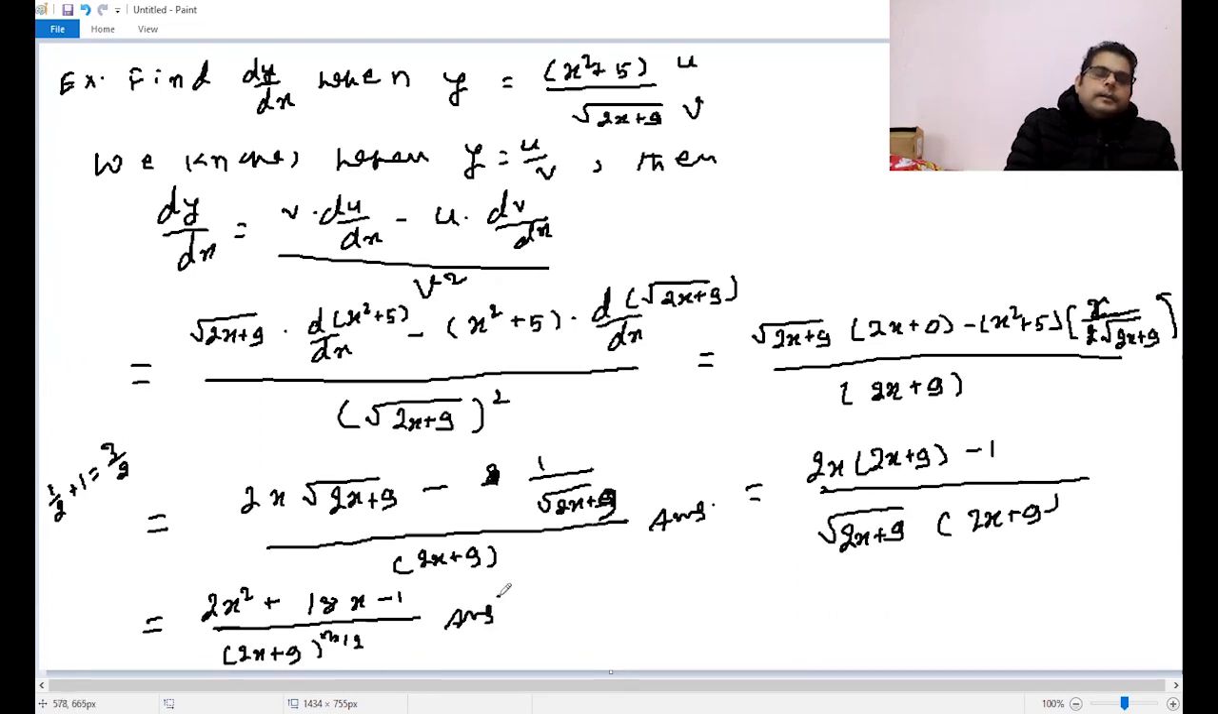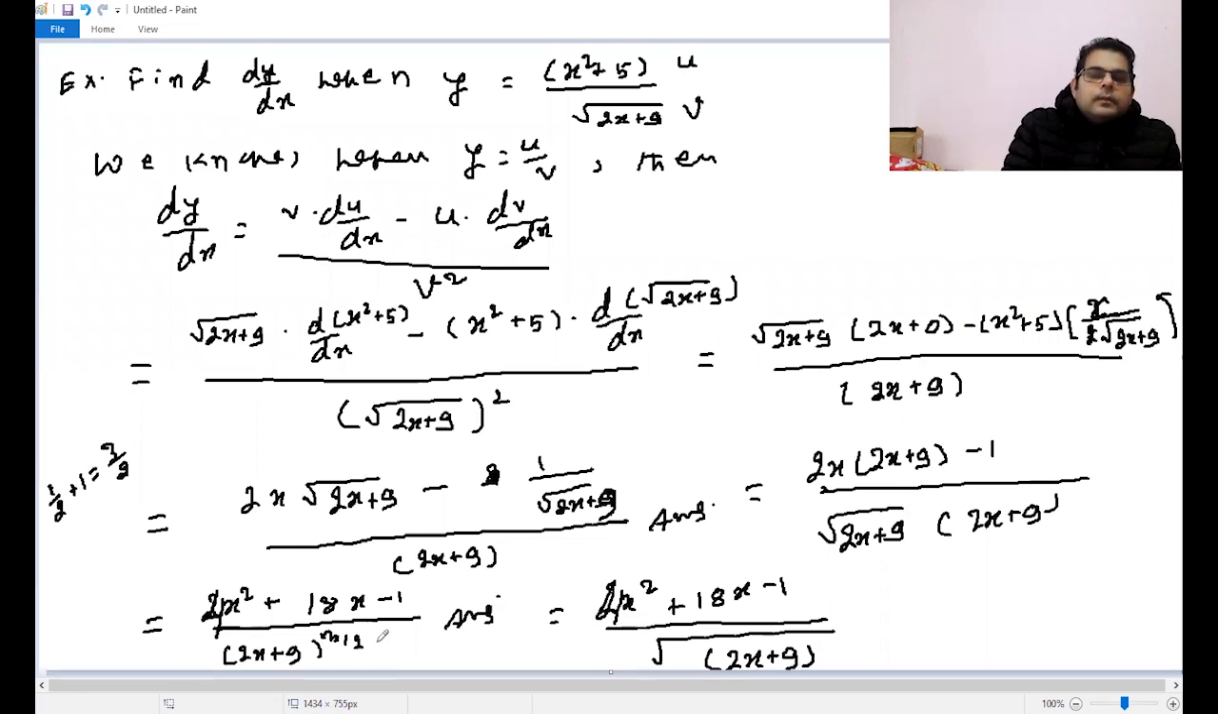Right? And it is also possible, because the power is 3 by 2, that you could write it this way also. This is 2x squared. No, it is 2 times 2 is 4, so there should be 4. Yes. So it's going to be 4x squared plus 18x minus 1, divided by, also you can write here, the under root 2x plus 9 to the power 3, cube, and this could also be a kind of answer.